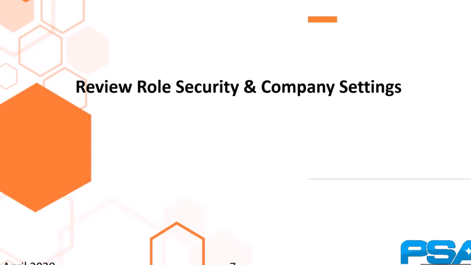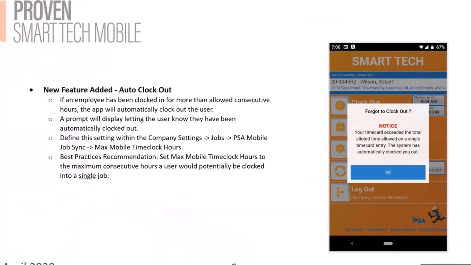Now there's one more area that I want to talk about. Another new feature that we've added is our auto clock out. This feature will clock an employee out if they've been clocked into a job for more than your preset consecutive hours. Again, this is controlled at the web level. When the user exceeds the max allotment for being clocked into a single job, the user will receive a prompt letting them know that they've been clocked out automatically. Again, this setting can be defined in the company settings.